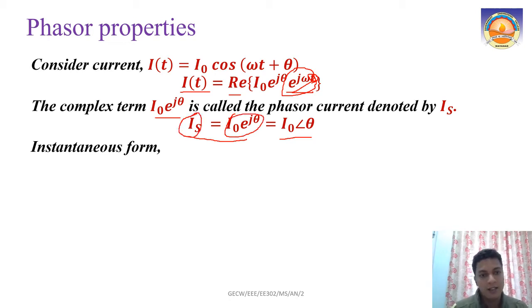So this I0 angle theta, or I0 e raised j theta, this is what we mean by the phasor current. Clear? Now once you know the phasor current, when you want the instantaneous form, you should do I of t equal to real part of Is e raised to j omega t. Is is already I0 e raised j theta, into e raised j omega t will give you the complete I of t. Real part of it.